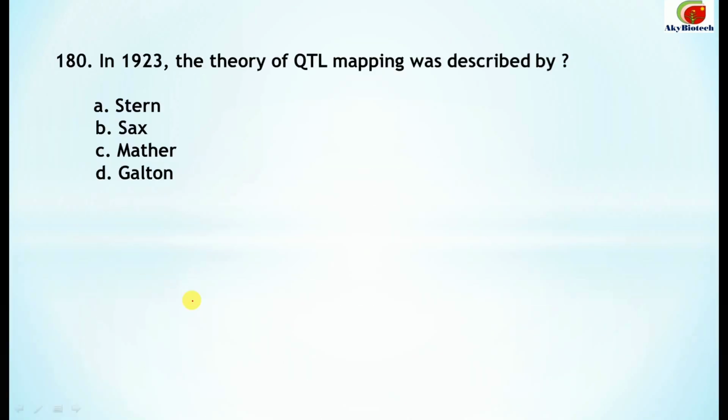Question number 180. In 1923, the theory of QTL mapping was described by, again an important question asked many of the times, Sachs. B part is the correct option.